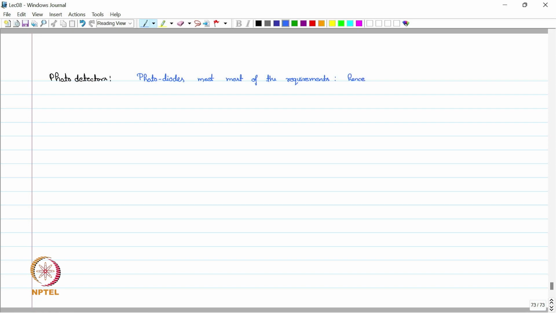Hence widely used as photodetectors. So we use photodiodes as photodetectors because they meet most of the requirements, and there are two types of photodiodes we use. The first one is the PIN photodiode, or we can say the positive intrinsic negative, or in short we call it PIN.